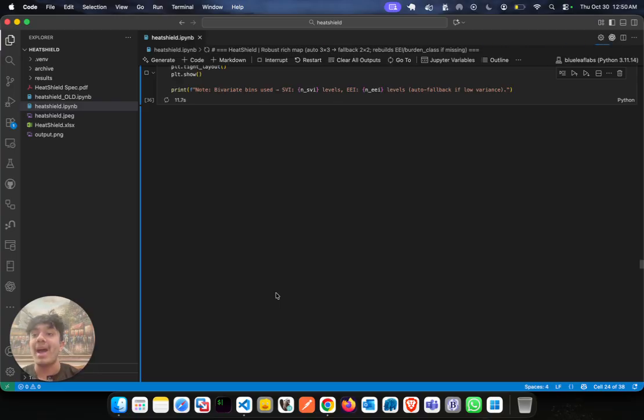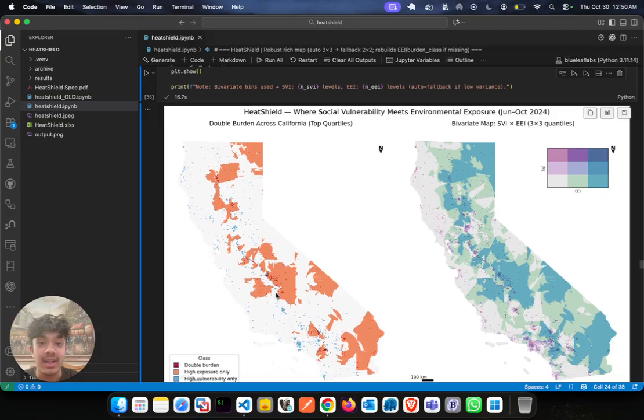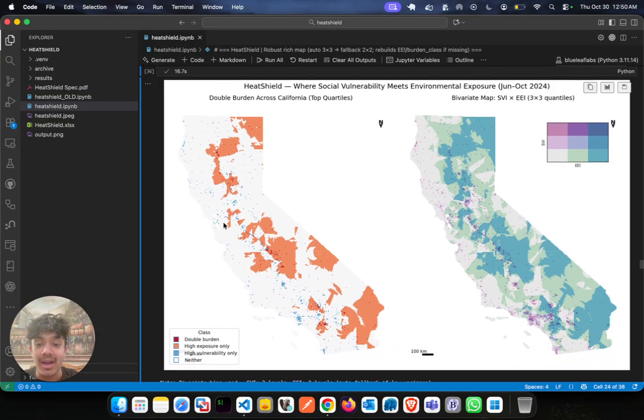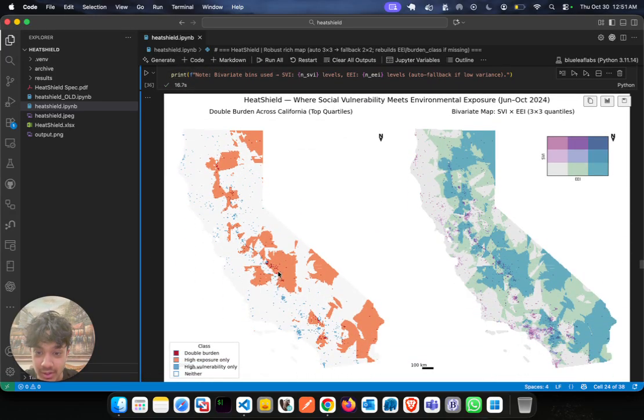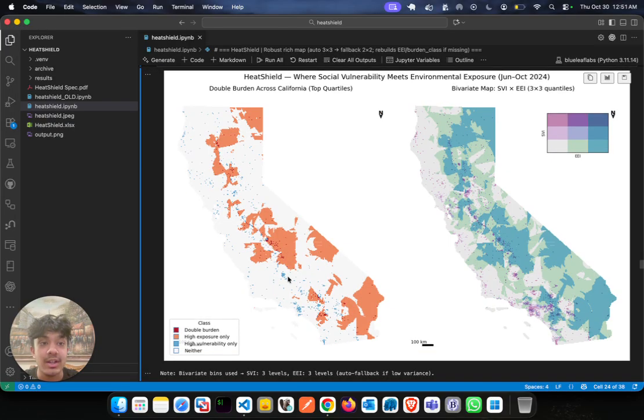The first map is the double burden map, which shows you the overlay of heat and particulate matter with high exposure areas. So over here, you can see these are high exposure areas, and then the red over here are the double burden sections. And then this is a bivariate map where you can see color-coded different levels of SVI cross EEI, and you can see which areas are more vulnerable in this way as well.